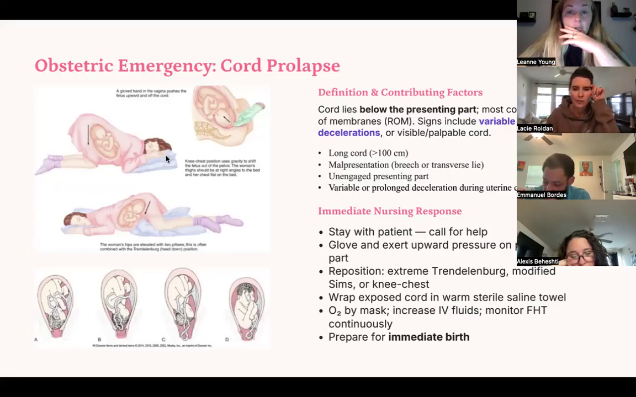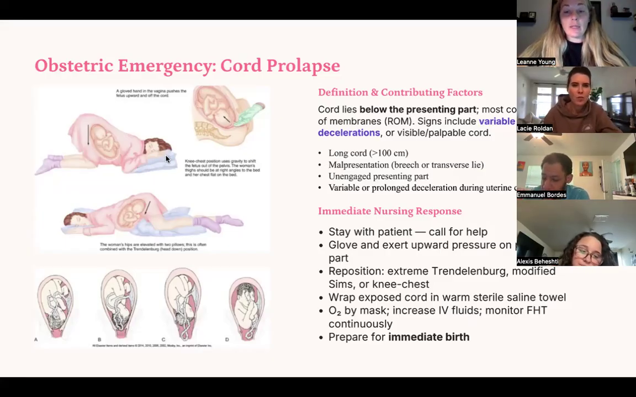You'll put them potentially in extreme Trendelenburg, modified Sims, or knee chest position. You can wrap the exposed cord in a warm, sterile saline towel. Usually, you're not the one doing this because your hand is actively releasing pressure off of that. You won't be able to do this. So your other nurses in the room should help you with these things. You're going to give mom oxygen. You're going to start a fluid bolus. You're going to monitor baby's heart rate, and we are going back for a C-section.